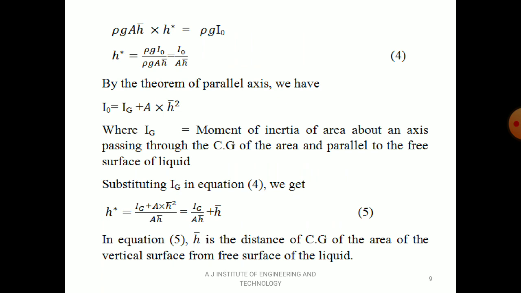So take it as expression 5. In equation 5, H bar is the distance of center of gravity of the vertical surface from free surface of liquid. So this is an expression for center of pressure, that is H star equal to Ig divided by A H bar plus H bar. You have to remember this expression for solving the problems.